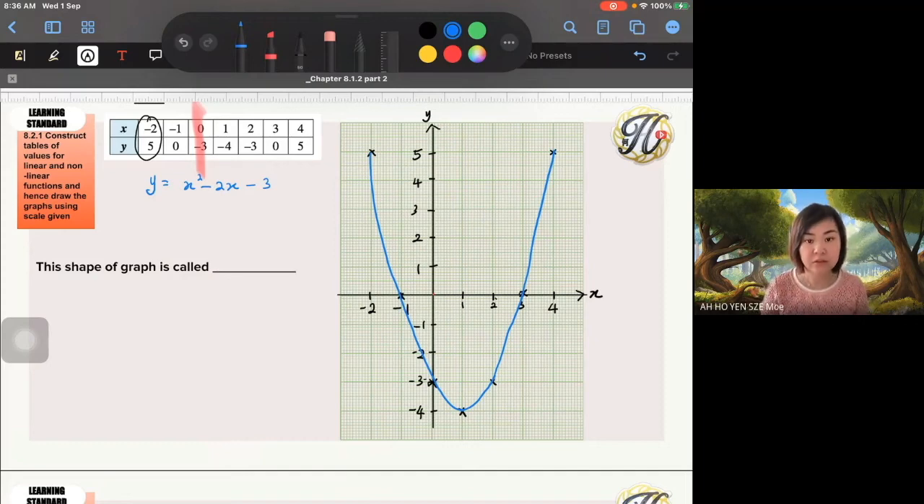So teacher also slightly not smooth. So you can edit it by drawing. So this is a U, shape of U.